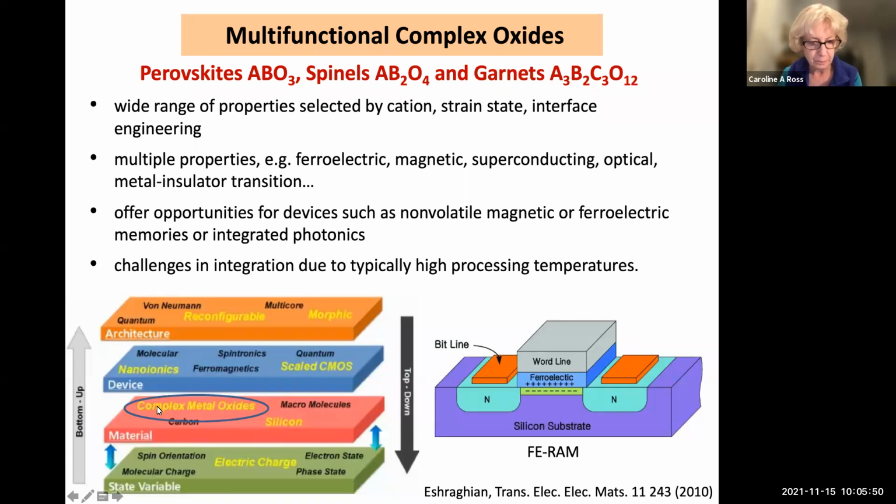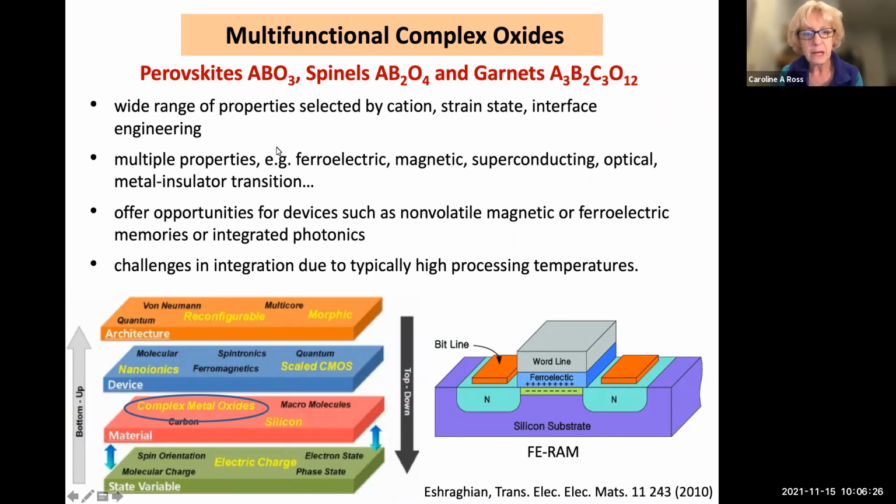If you look at this schematic down the bottom from a review article, the devices can use a number of state variables, and those are manifested in a number of materials, of which complex oxides are an important part. From those state variables, one can develop devices and then ultimately architectures to do functions like memory or computation. So we're very interested in the technological properties of these kinds of materials.